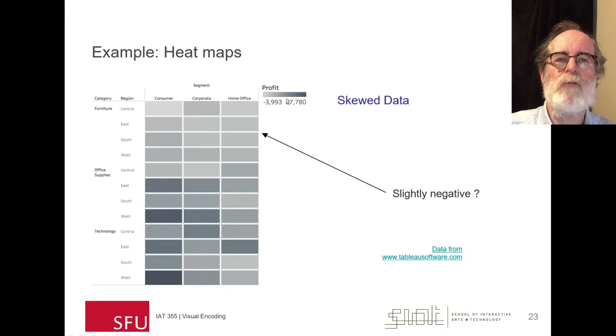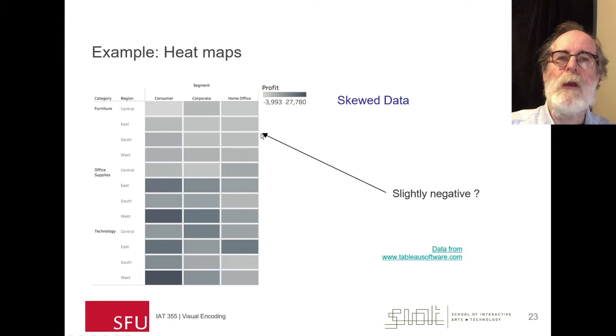And what this is showing you is, yeah, there's a range, and possibly the smallest value is around here for consumer in the central region for furniture, and the largest value is this one down here, again, consumer in the west for technology.